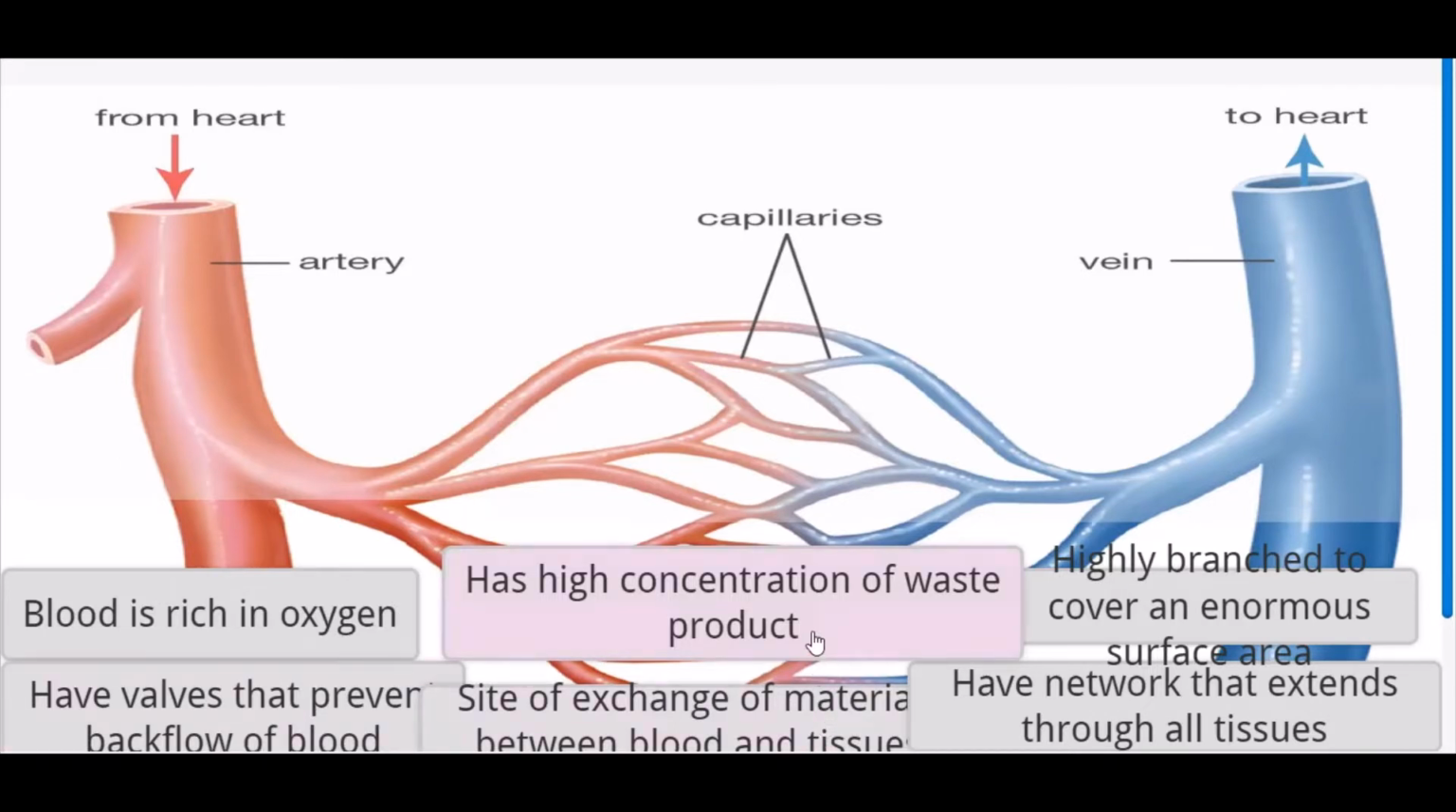So we have to drag the text to the appropriate portion of this diagram. This diagram is showing us the red colored artery, the blue colored vein, and then the capillaries joining the arteries and the veins together. So we're going to drop these boxes in the right sections according to the characteristics of each tube.